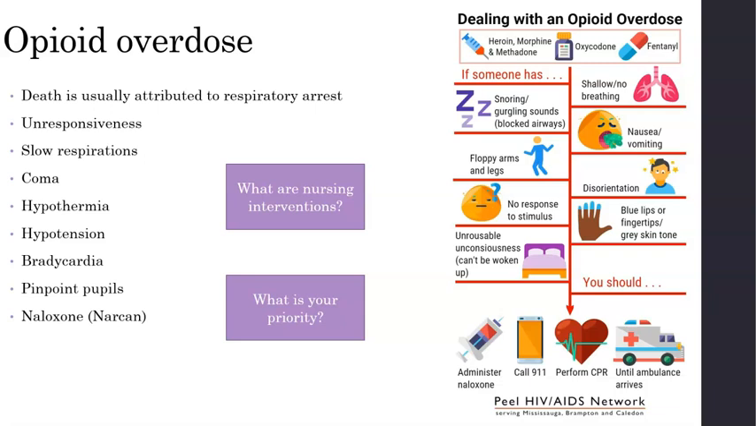Priority is always going to be airway, breathing, circulation. We're going to put this patient in the recovery position, give them some Narcan, call 911 immediately, and stay with them just to make sure what's going on. Narcan does have a very, very short half-life, and the amount of opioids tends to exceed the Narcan, so we do have to be prepared to give a second dose of Narcan.